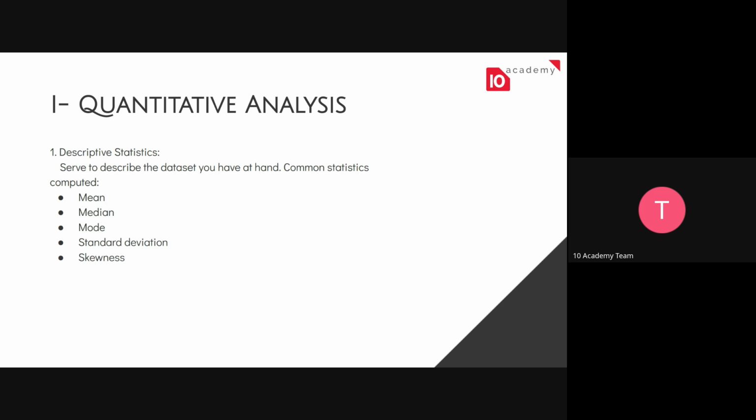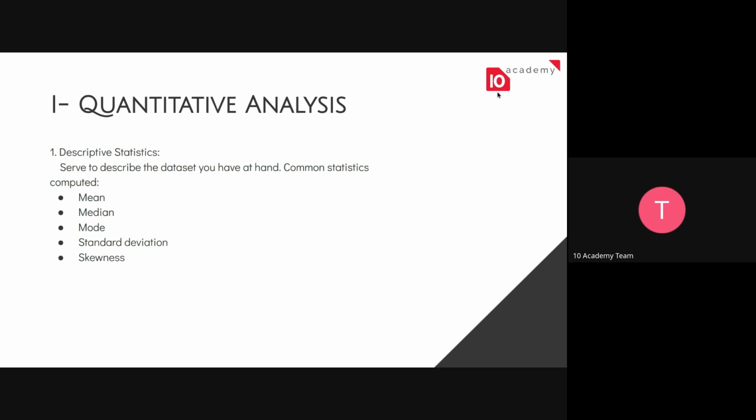So these values each tell you something about the data you have at hand. The deviation is how much your data is scattered, and so on. So okay, this is descriptive statistics.